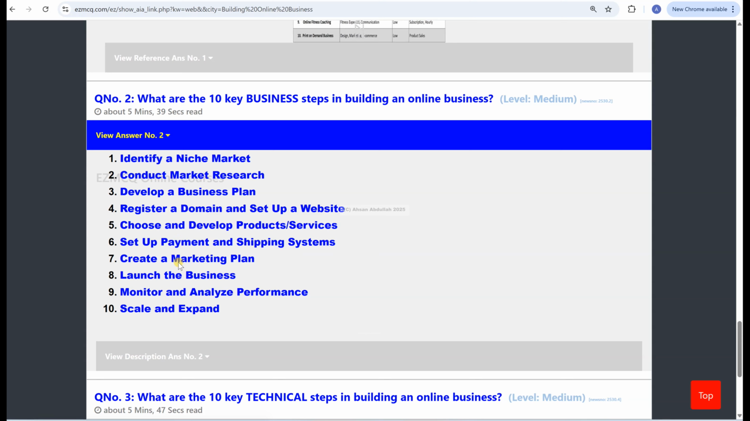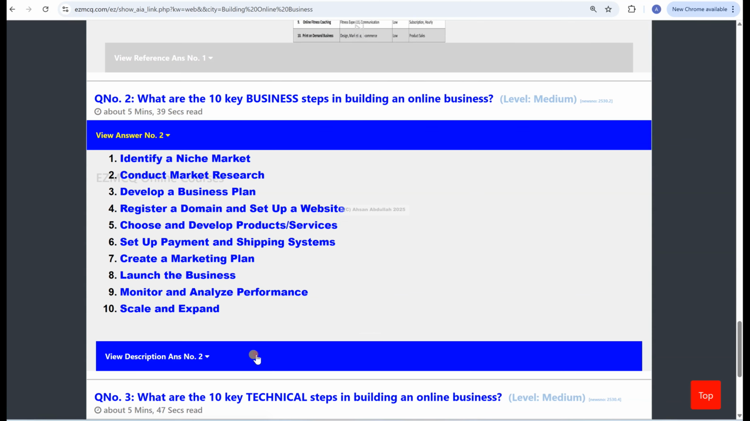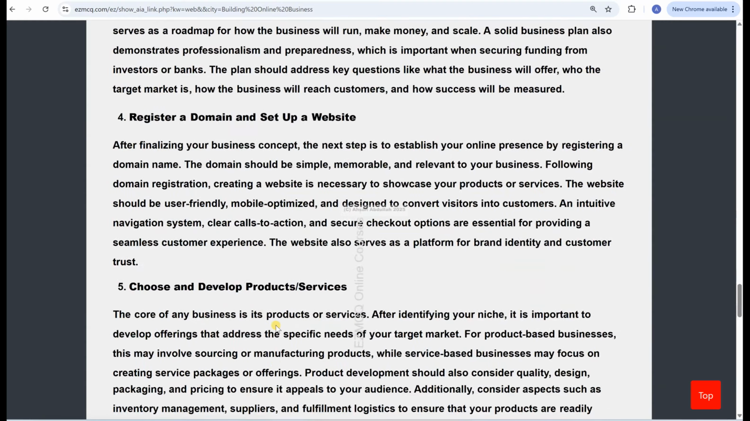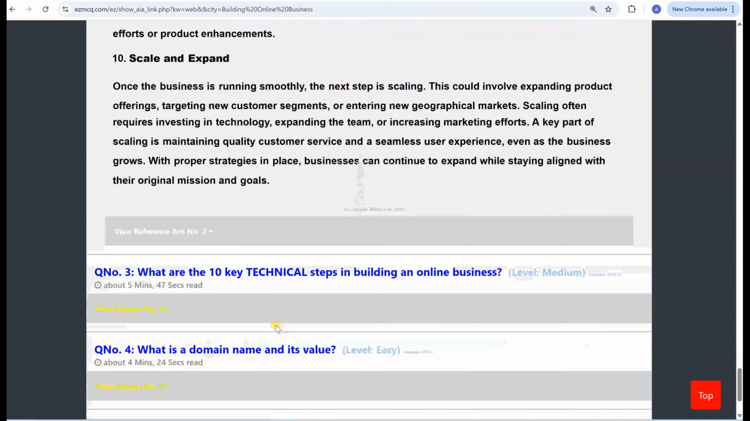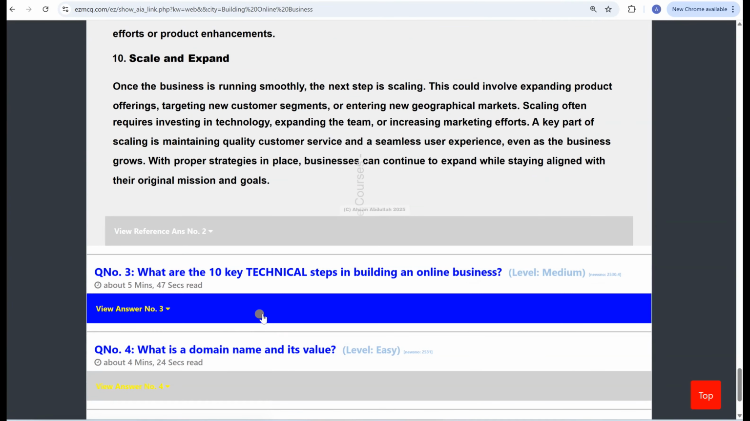Create a marketing plan. That is very important because you may have the best product, you may have the best service, but if people don't know about it, that's not going to be very successful. Launch the business. Don't wait for the perfect moment. The perfect moment never comes. Monitor and analyze the performance. You should have a mechanism of monitoring what is going on in your web application and what the performance metrics are, and then scale and expand. The details are here. You can, and you should, go through those details. What I explained: what are the 10 key technical steps?